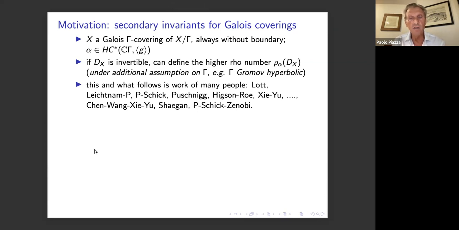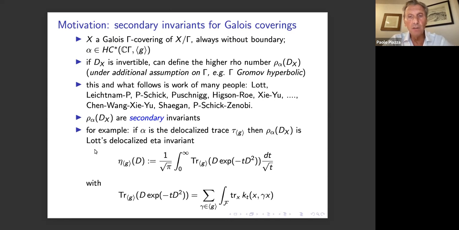Puschnigg gave a very fundamental contribution in defining the right algebra for Gromov hyperbolic groups. Higson-Roe, Xie-Yu, Chen-Wang-Xie-Yu, Chang, and also a paper of mine with Schick and Zenobi. They all treat these numbers and how you define them, basically what are the intricacies in defining these numbers. So these clearly are secondary invariants because they are defined when the operator is invertible, and in fact they are defined more generally when the index class is 0.